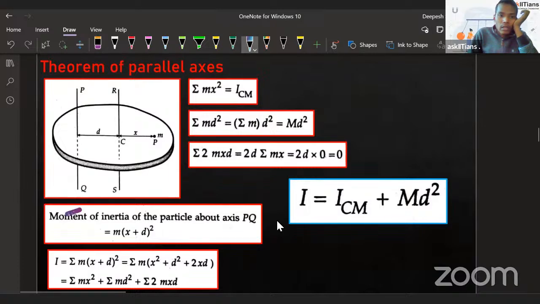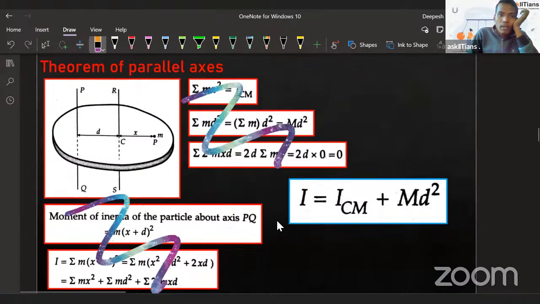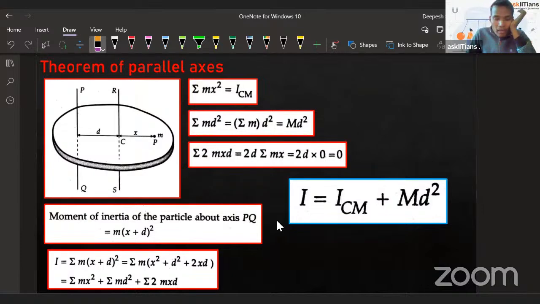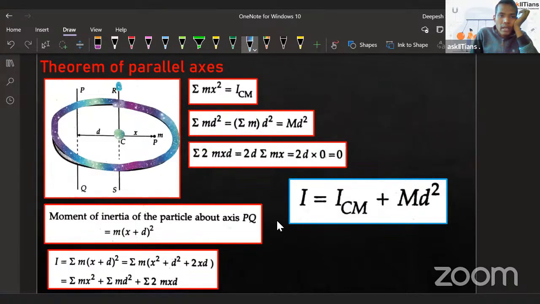Again, you can ignore the derivation for now, but my point is, what is the theorem of parallel axis? Imagine there is a point mass m, which is x distance away from the axis which is passing through the center of mass. Again, I am repeating, this is a whole body which has a center of mass here. So there is an axis passing perpendicularly over here. Now there is a point mass m. If I want to calculate the moment of inertia of this body, it's very simple.